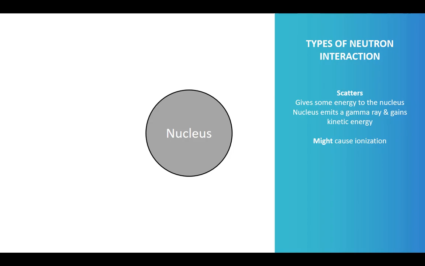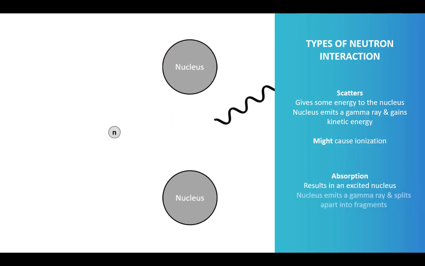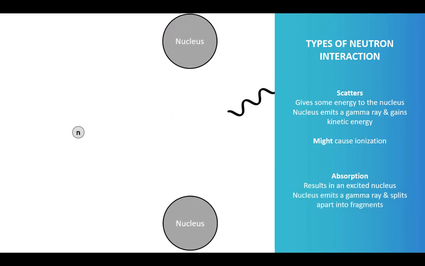The other kind of interaction is called absorption. In this interaction, the neutron is absorbed by the nucleus, which becomes excited and unstable, eventually fragmenting into several smaller pieces. This kind of interaction always causes ionization. The probability of each interaction will vary from detector to detector. This brings us to the end of the module.